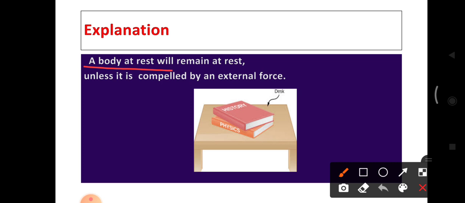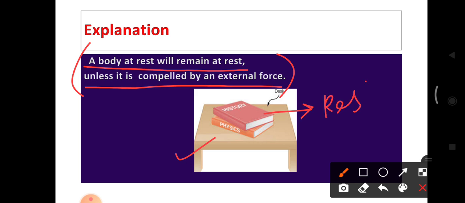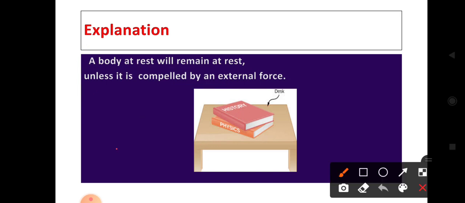In the first line, a body at rest will remain at rest unless it is compelled by an external force. So what is the meaning of this sentence? Look at this image. Here the object is placed on the table and the state of this object is rest. Unless the external force is applied, the object does not change its position. So a body at rest will remain at rest unless it is compelled by the external force.